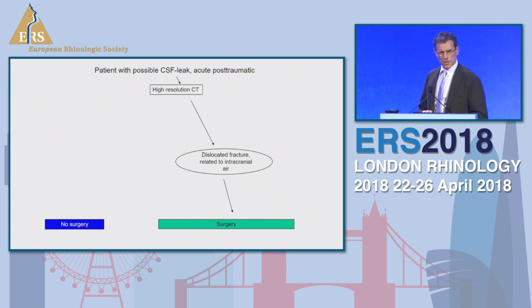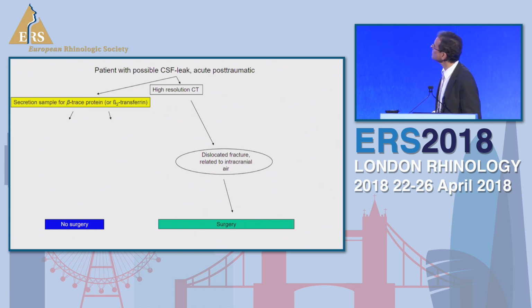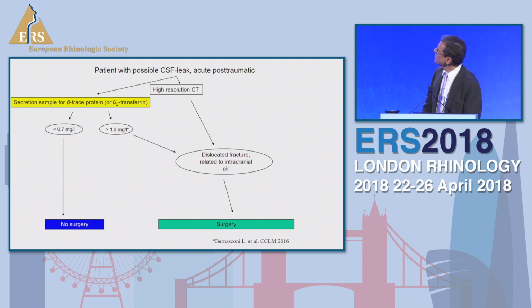At the same time, when you are on call Friday night with that patient or Sunday morning at 2 o'clock, it's very nice, and you see there's a discharge, take a sample. Take it to the lab for a biomarker which tells you this is a patient with a CSF leak. Because that might be transient, as we all know. So when this biomarker tells you there is no CSF, of course, you do not have to operate unless it's a dislocated fracture, of course.